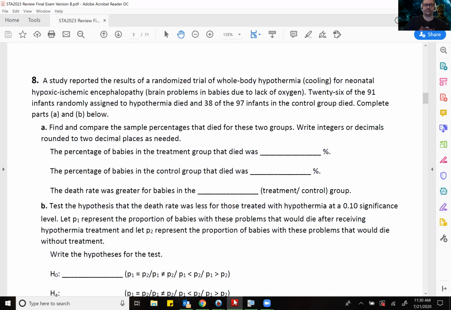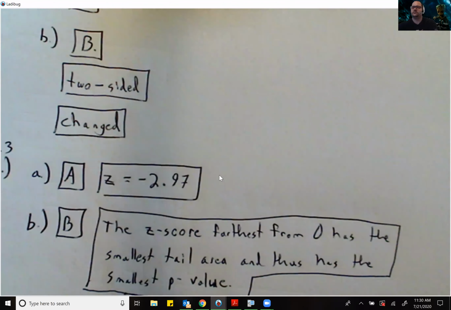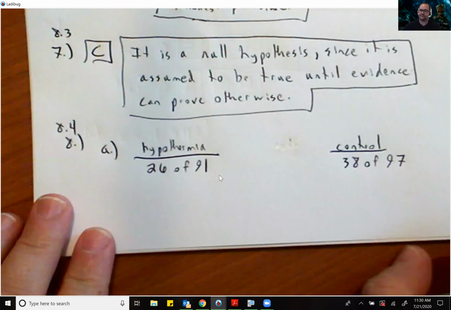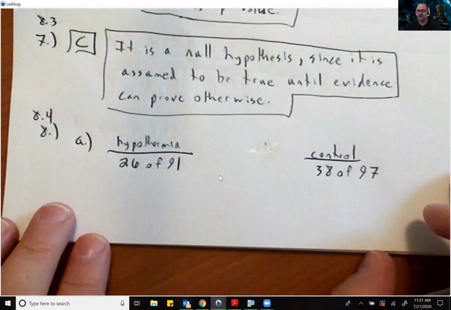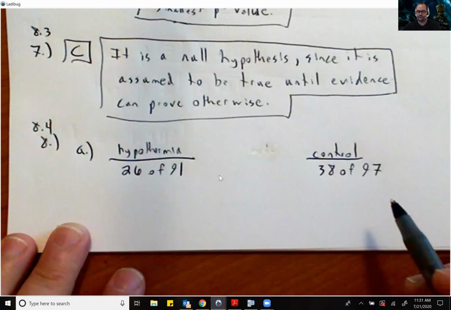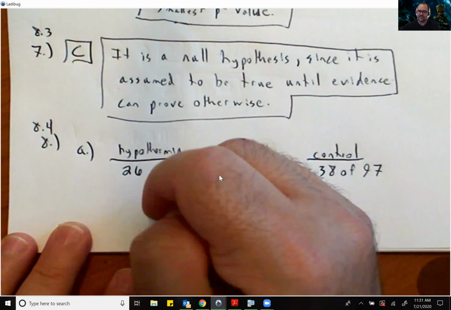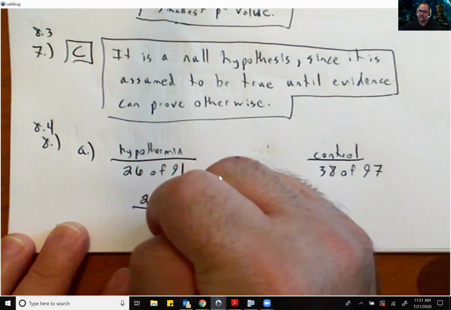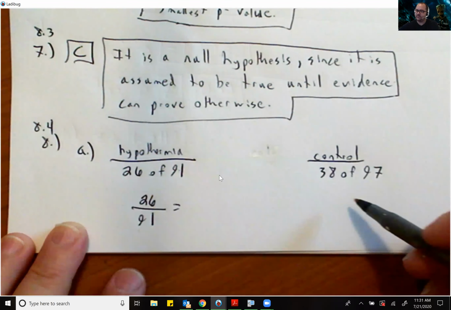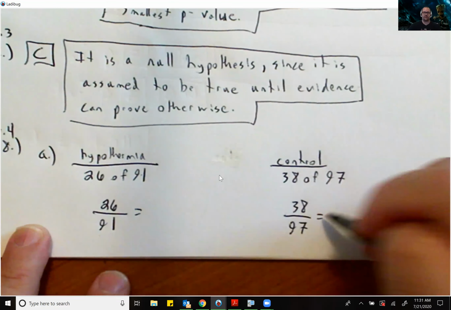Okay. So jumping over to this guy. In here, they want us to find the percentages. In order to find the percentages, you take what happened over the total. So 26 is what happened, because 26 of them died in this group, out of how many? 91. Over here, 38 died out of 97. So we want to find these percentages. We just go to our calculator and do a little bit of math.